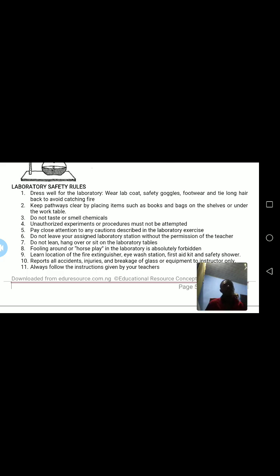The next one is number three, do not taste or smell chemicals. You don't try and say, let me see. There's a chemical that looks very attractive. Some of them you think is Fanta, some you think is juice. You don't say, okay, let me taste and see whether it's sweet or bitter. No, you don't taste chemicals. You don't smell them. They may be very dangerous to your health if you smell them.